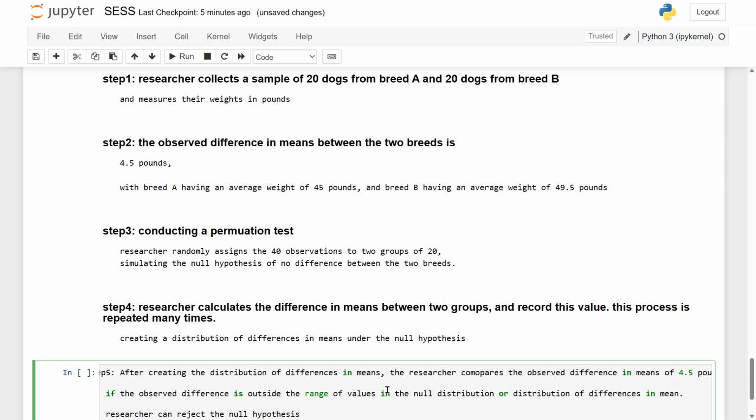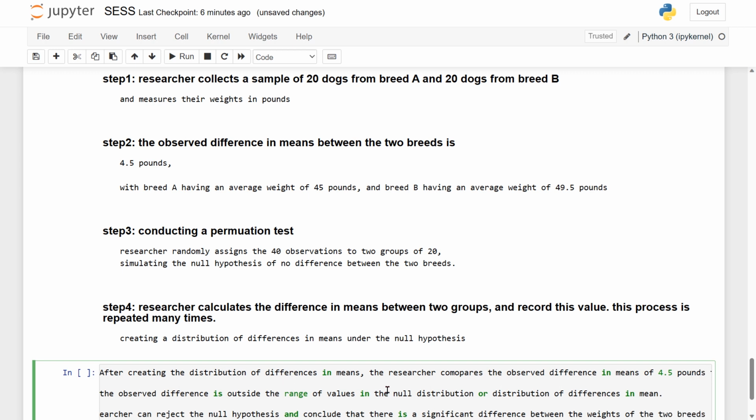Very simple. So the researcher can reject the null hypothesis and conclude that there is a significant difference between the weights of the two breeds. That's it.